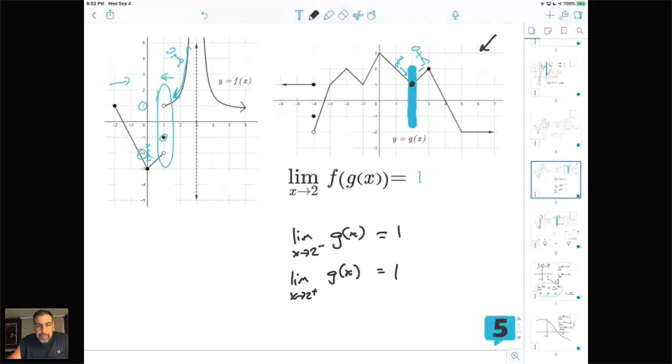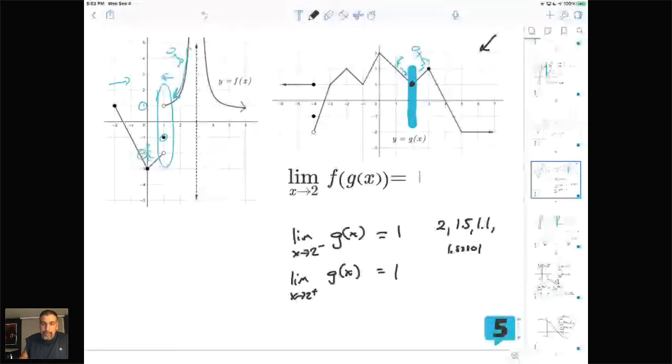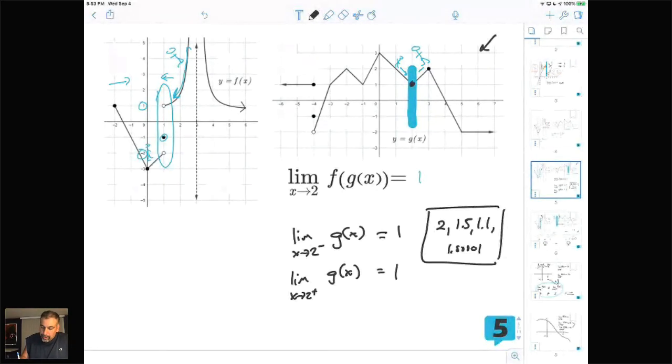But the key to understand this problem is how we get the 1. How do they approach the 1? And in both cases, we're approaching 1 from numbers greater than 1. We're approaching 1 by going from 2 to 1.5 to 1.1 to 1.0001. Okay? So that's the key to understand how we're approaching this 1. From above, 2, and then working our way down to 1.